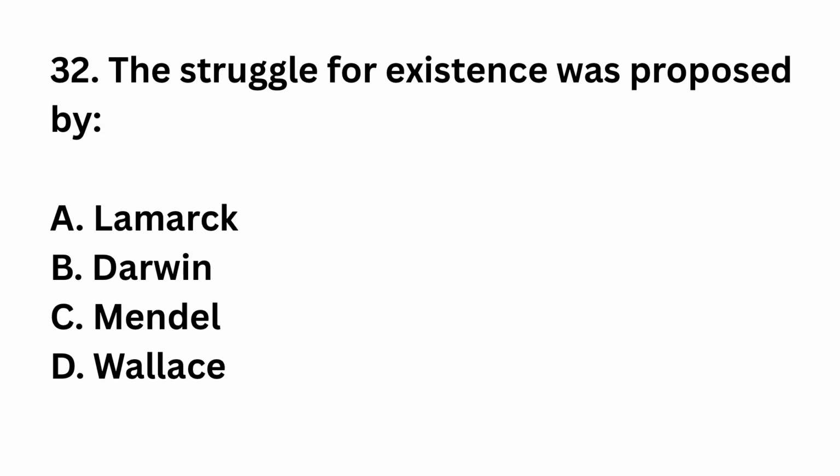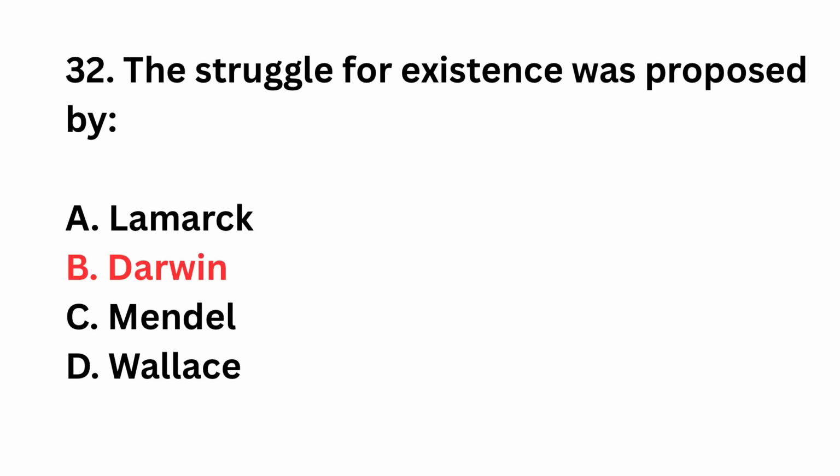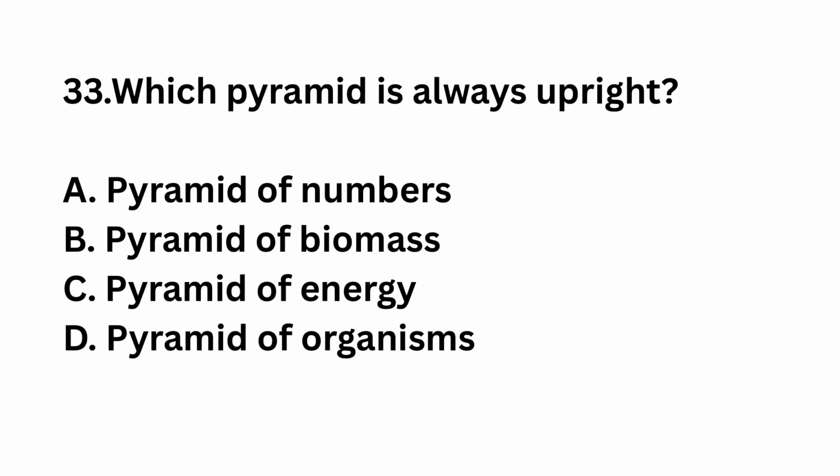Question number 32. The struggle for existence was proposed by Lamarck, Darwin, Mendel, Wallace. The right answer is option B, Darwin. Darwin explained natural selection. Question number 33. Which pyramid is always upright?